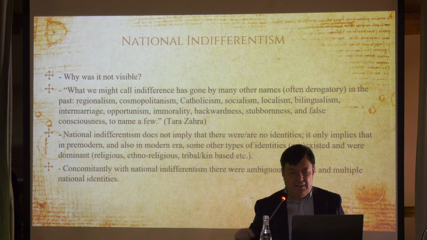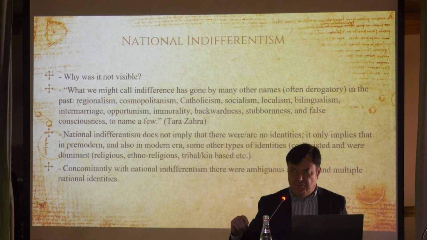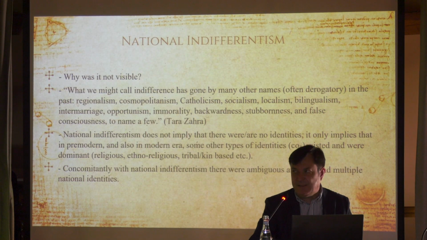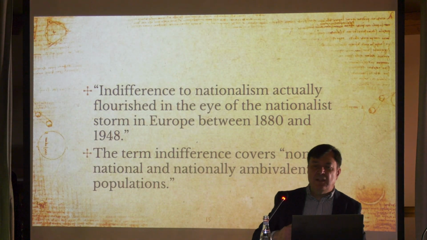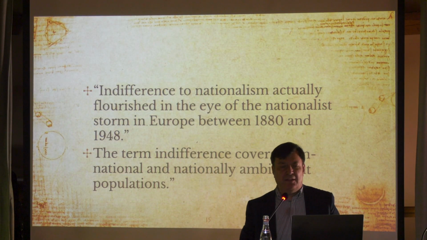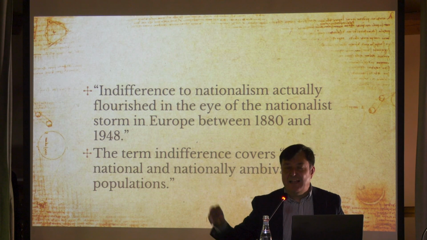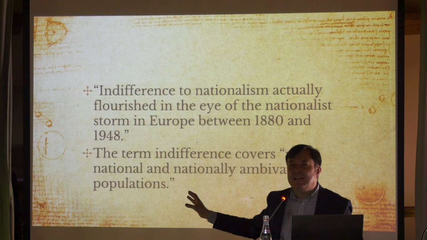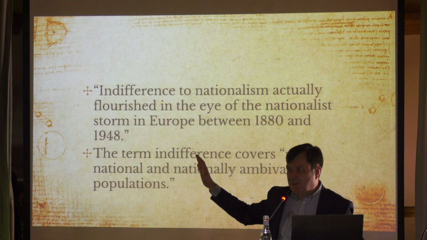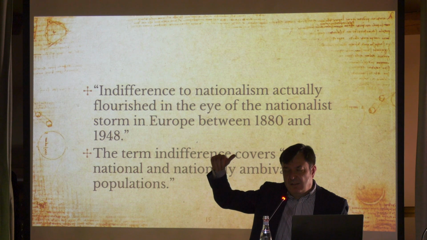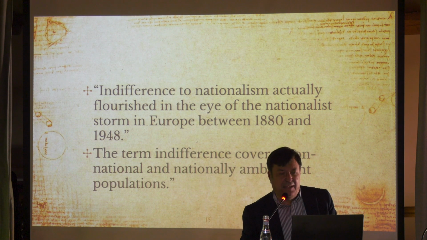And concomitantly with national indifferentism, there are also dual and multiple national identities, which by Tara Zahra's definition also come within this definition, but I will separate the two. So, as she puts it, indifference to nationalism actually flourished in the eye of the nationalist storm in Europe between 1880 and 1948. And this is important, this is the period which Hobsbawm defines as the apogee of nationalism. So even in the apogee of nationalism, not only in the 19th century, indifferentism existed.